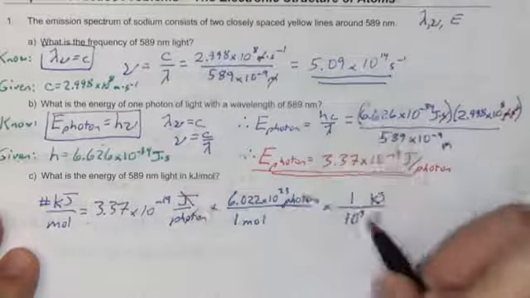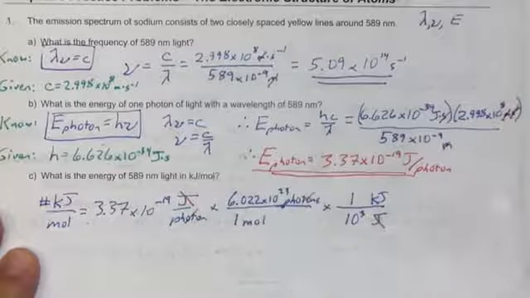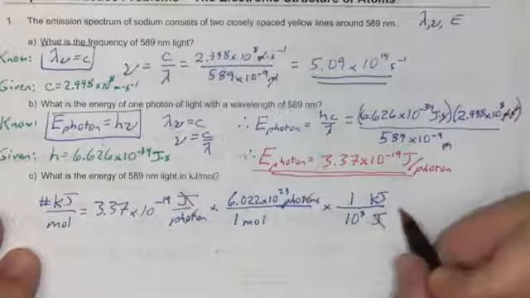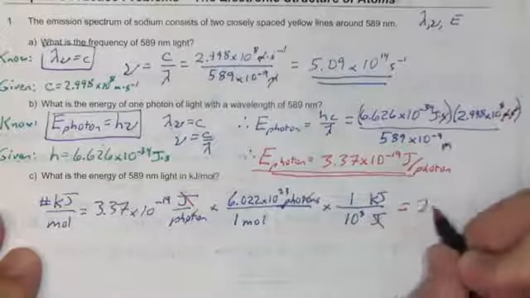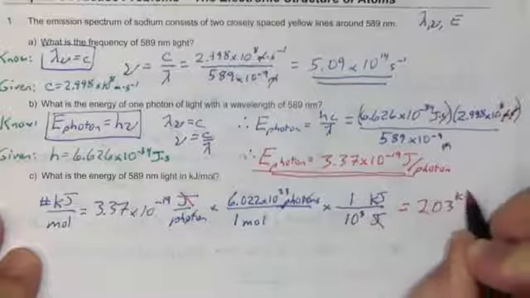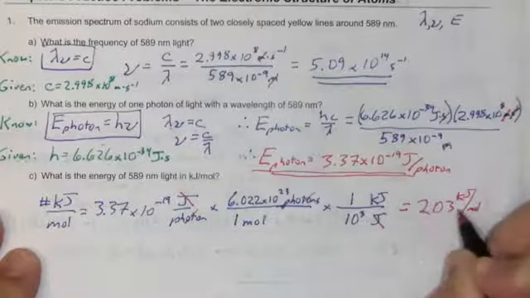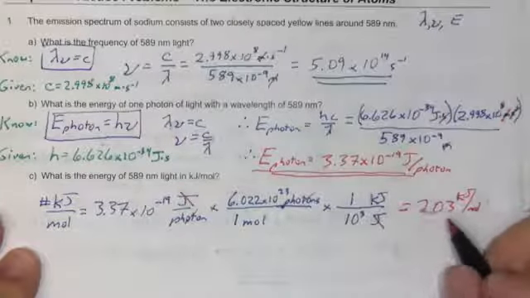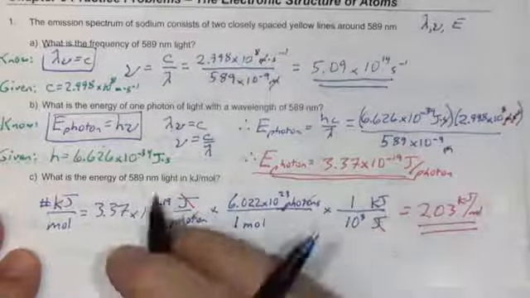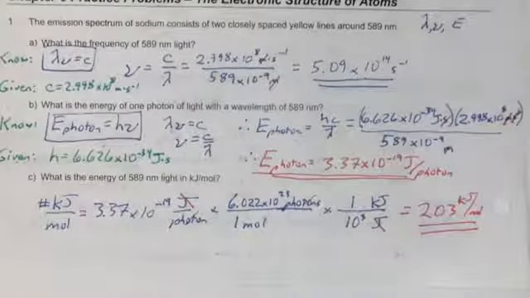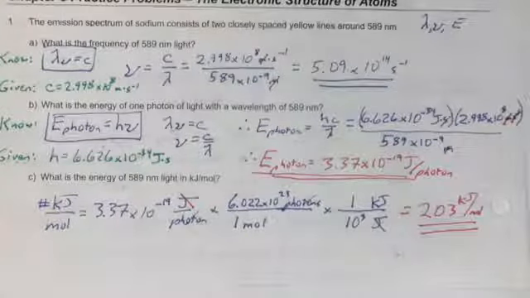So the unit of joules cancels, and now I have it in kilojoules per mole, and this calculates out to be 203 kilojoules per mole. Okay, that's the energy of 1 mole of light of 589 nanometers. Okay, we'll go to question number 2 on the next page then.